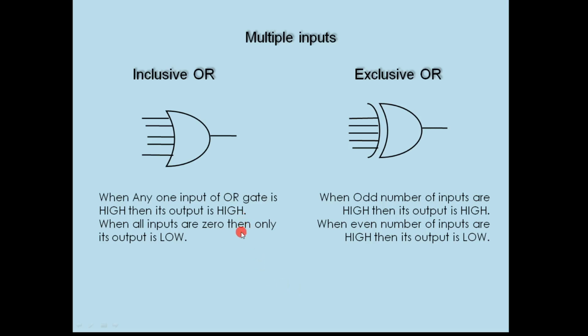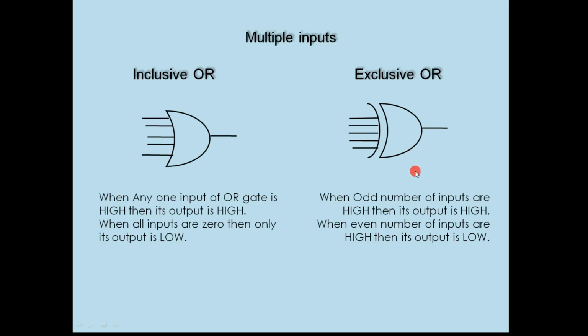Let us consider the multiple input gates. In case of OR gate, when there are multiple inputs, that means more than two inputs, when any one input of OR gate is high, then its output is high. When any one input is high, its output is high, and when all the inputs are 0, then only the output of OR gate is 0.